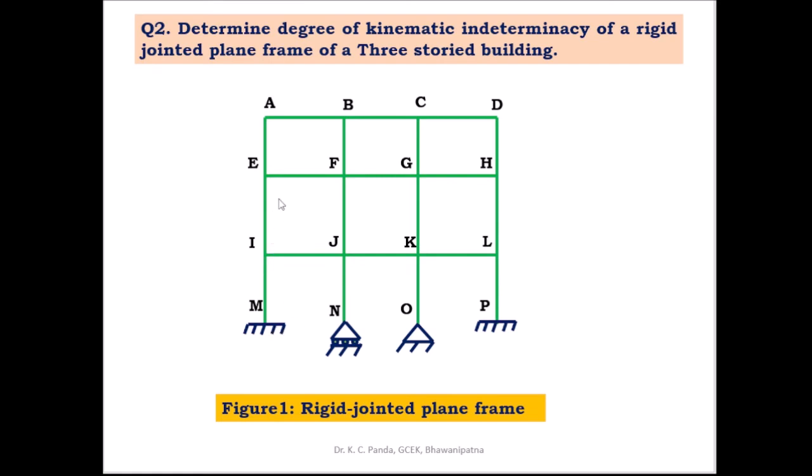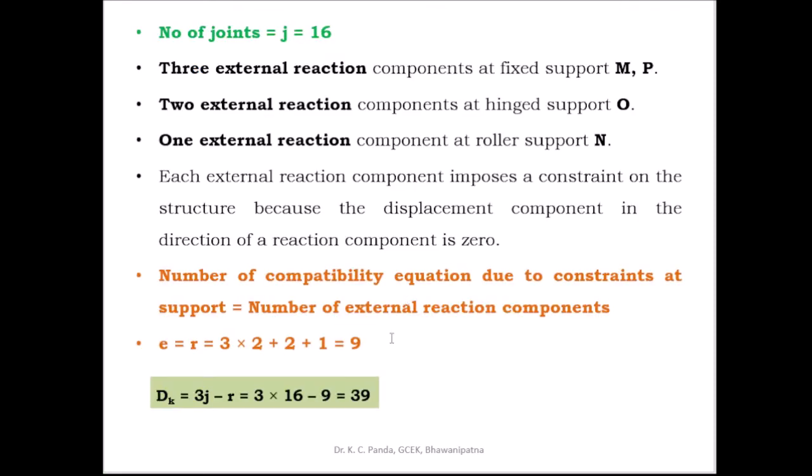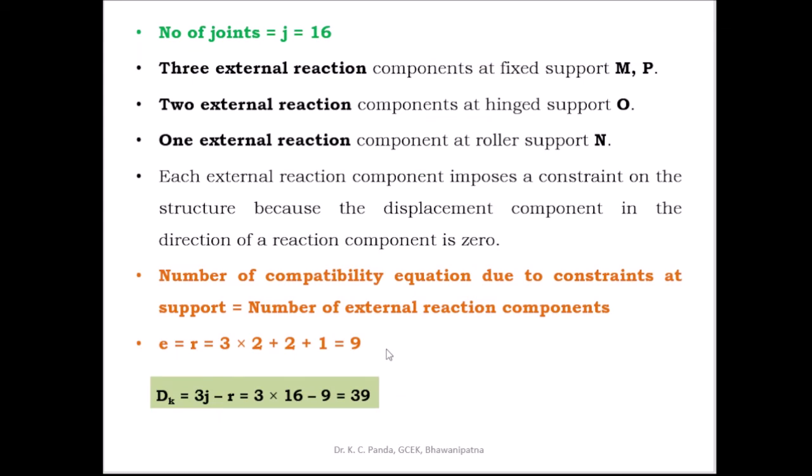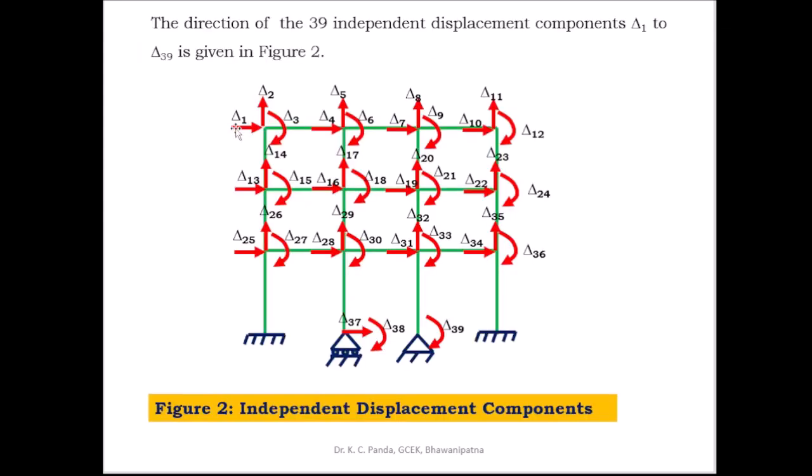So the total number of displacement takes place, that is equal to 39. So this displacement is given in this figure. The direction of the 39 independent displacement components, that is delta 1 to delta 39, is given in this figure. 3 displacement at each of the joints, and here 2 and here 1. So this is the total independent displacement components of this three-storied frame.